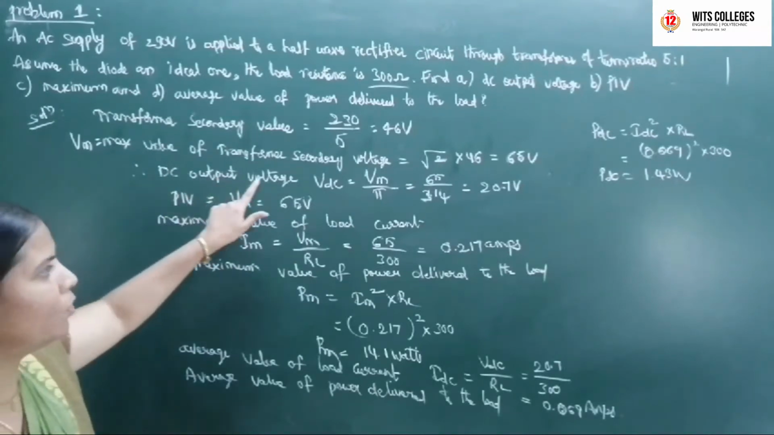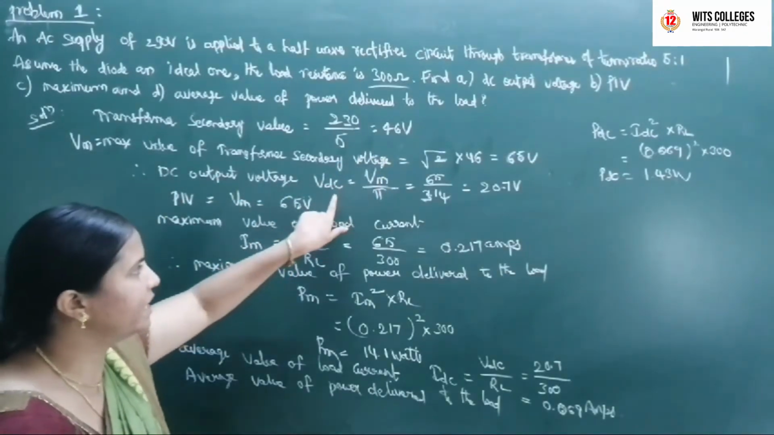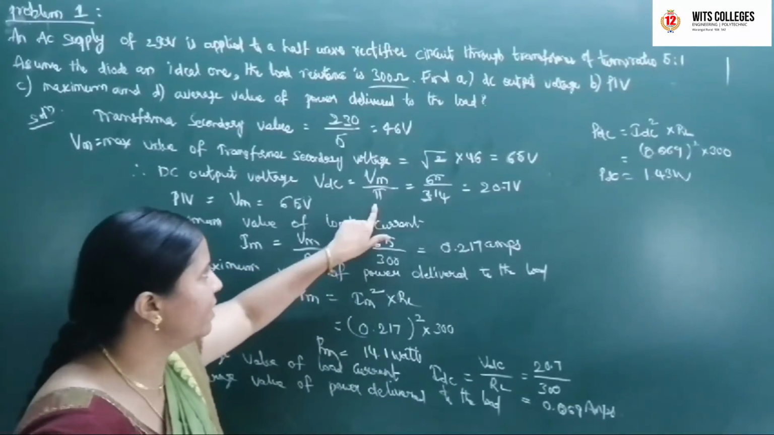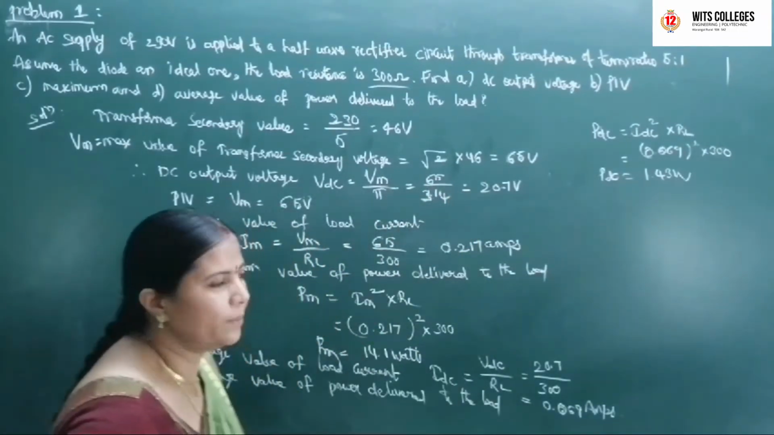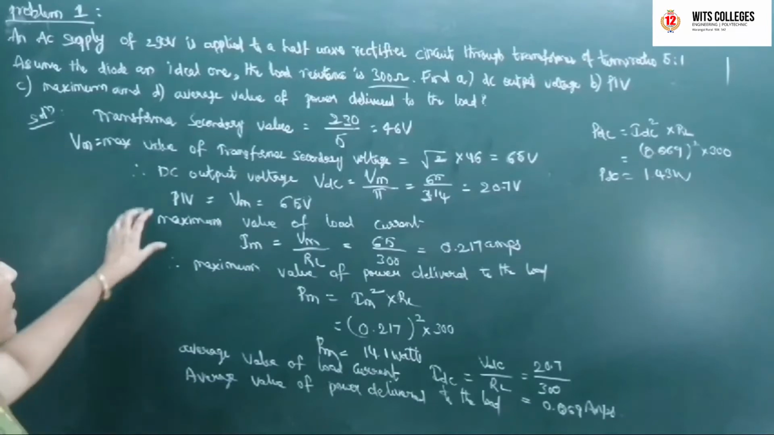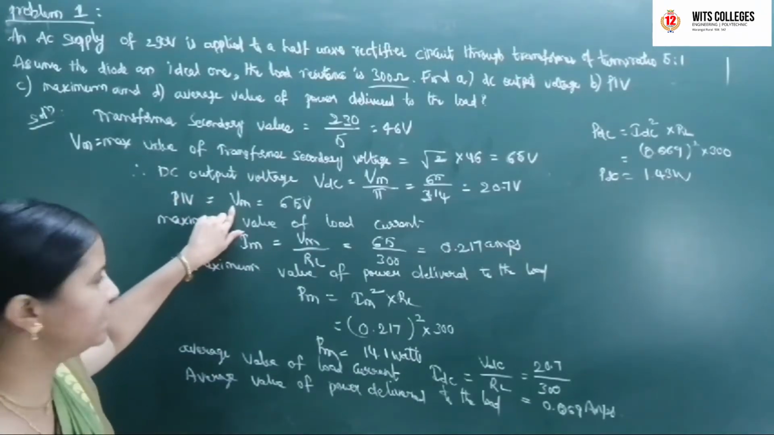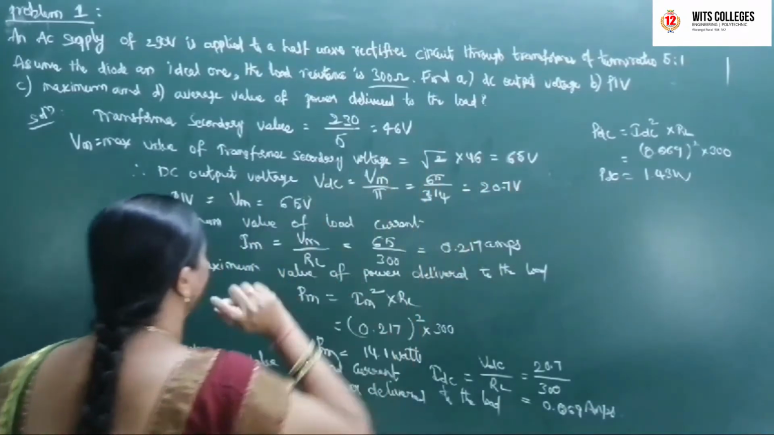Then the DC output voltage. It is given by VDC equal to Vm by pi. This is for the half wave rectifier. So the maximum voltage 65 volts by 3.14 gives 20.7 volts. Next, the peak inverse voltage for a half wave rectifier is Vm, the maximum voltage. It is equal to 65 volts.